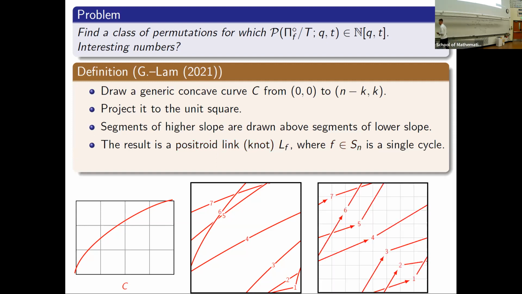It sends 1 to 6, and 2 to 4, and so on. So this happens to be a Positroid link. And of course, if you wiggle your curve around a little bit, the permutation is going to change, but the link, and this diagram, is not going to change.